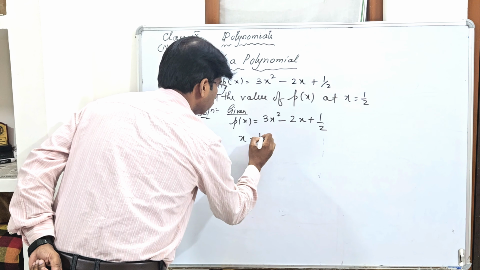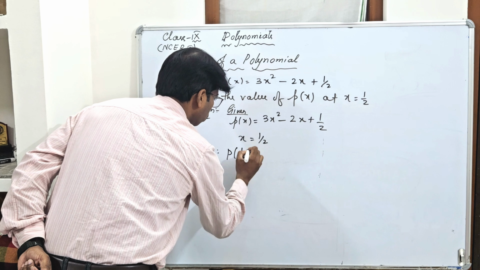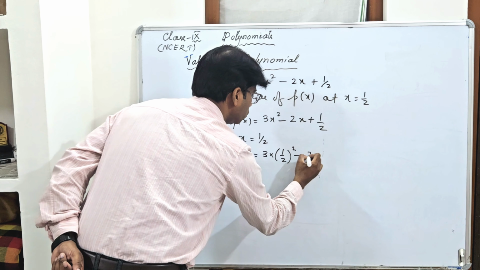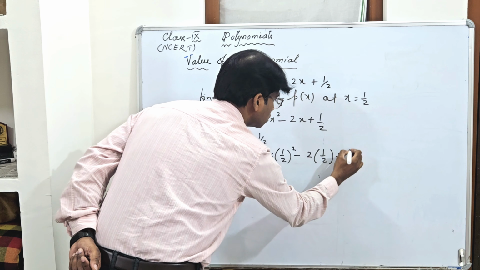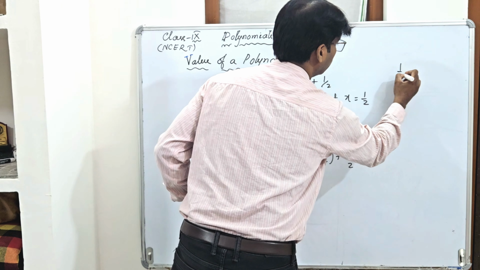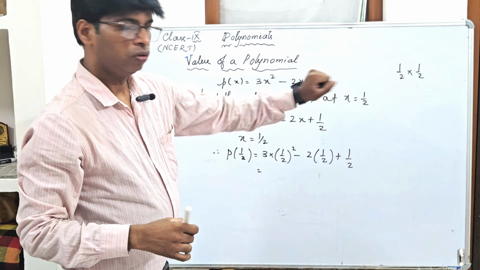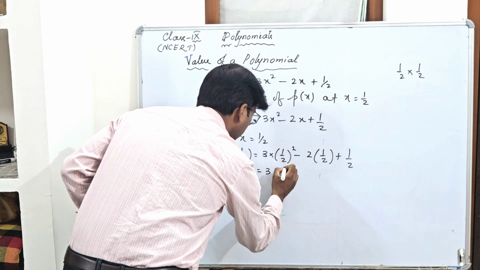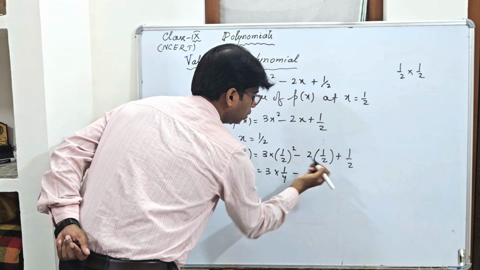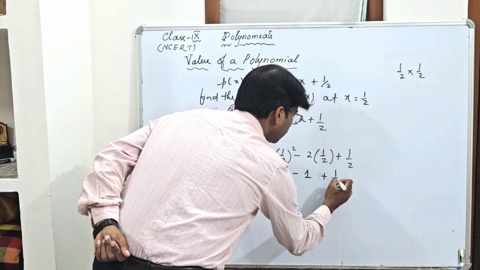Now x is given as 1 by 2. Therefore p of 1 by 2 will be, let us see, 3 into (1 by 2) whole square minus 2 into 1 by 2 plus 1 by 2. Now (1 by 2) whole square means 1 by 2 into 1 by 2. In the numerator 1 into 1 is 1, and 2 into 2 is 4. So it will be 3 into 1 by 4 minus, now 2 into 1 by 2, these 2 and 2 will be cancelled. The answer will be only minus 1. Then plus 1 by 2.